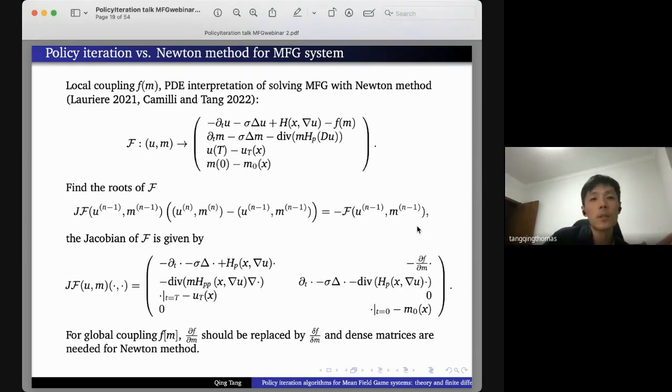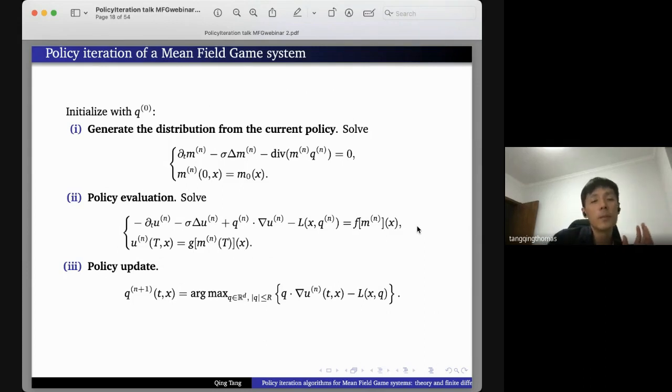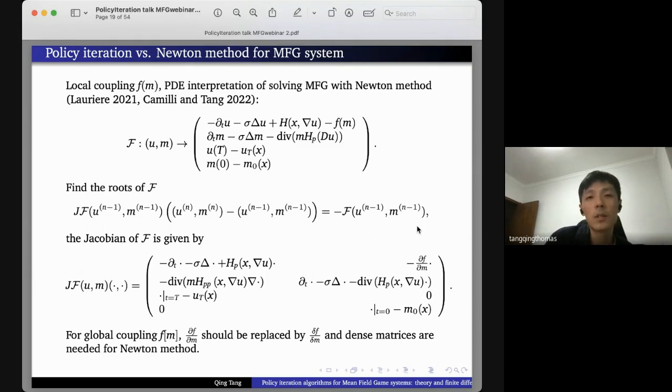So we can compare. The policy iteration for mean-field game systems is a linearization trick, or a linearization method. We can compare that with Newton's method, which is another linearization method, which has been widely used for solving mean-field games by Yves Achdou and Mathieu Laurière. We can make some comparisons.